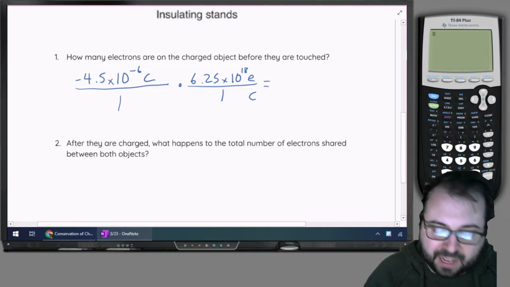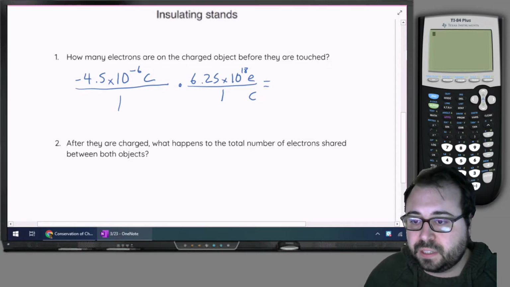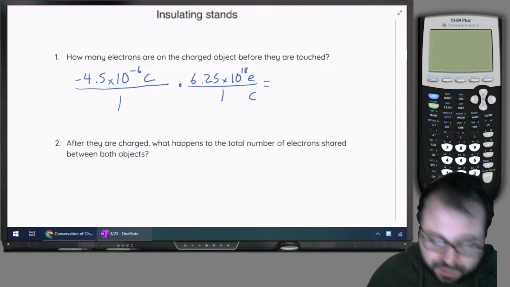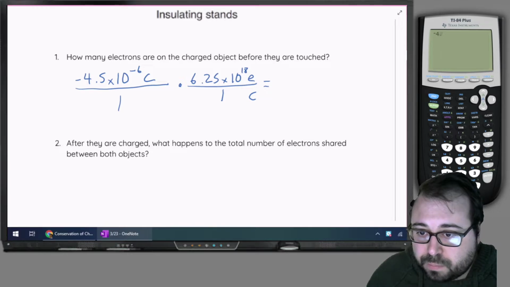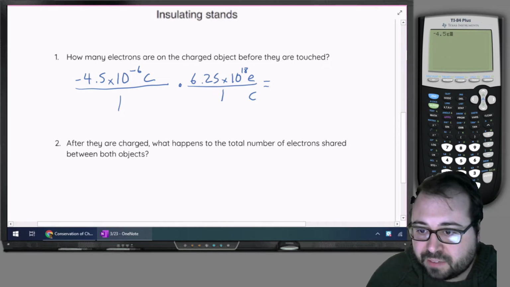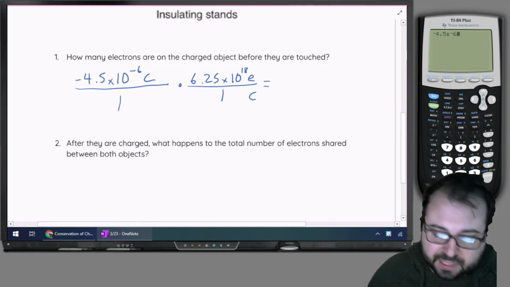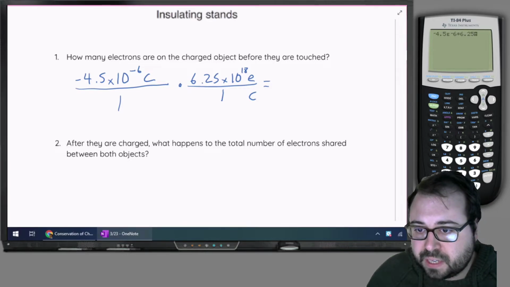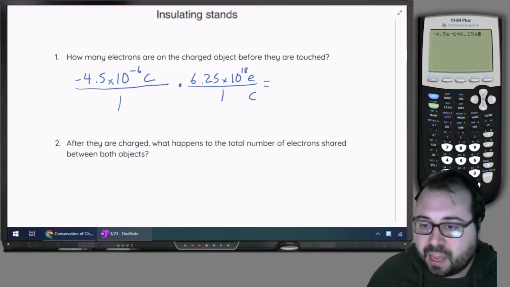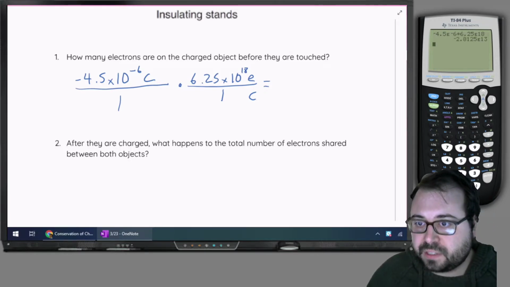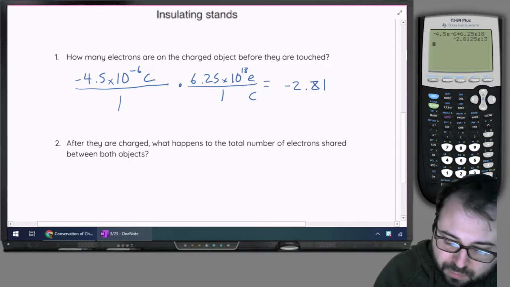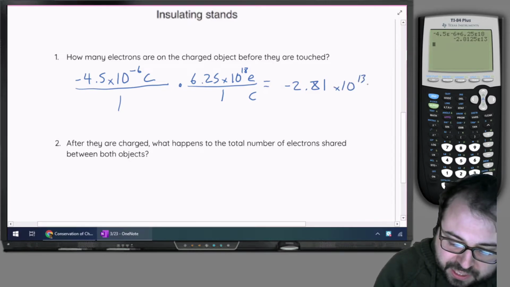So we're doing a little bit of multiplication here. Let's go to the calculator, clear it, because we're all OCD with that. So we have negative 4.5 times 10, and I'm going to use the E button, second comma, which takes the place of times 10 to the negative 6th, times 6.25 times 10 to the, so second E again, 18th. I'm going to hit enter, and we have negative 2.81, we'll round it there, times 10 to the 13th elementary charges.